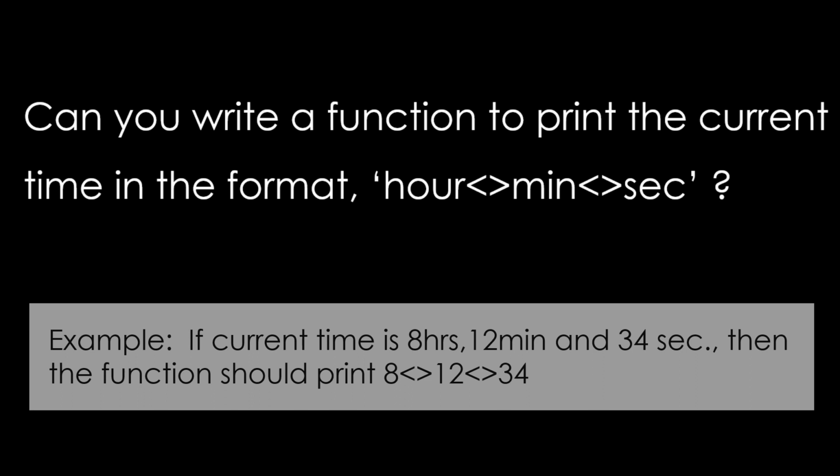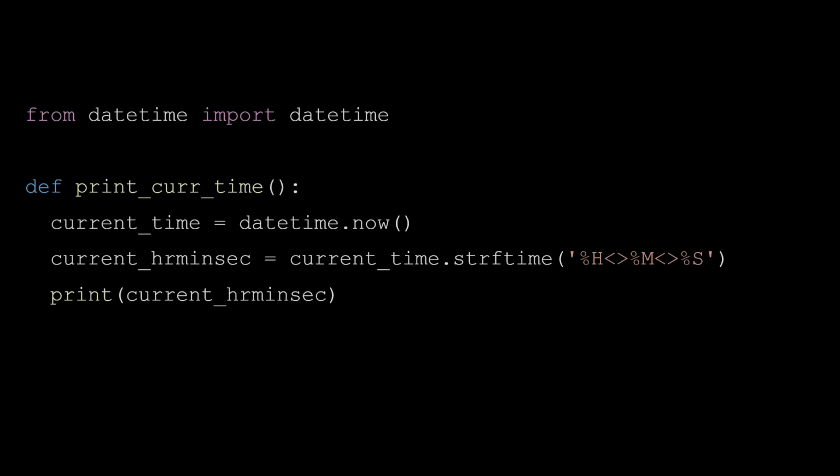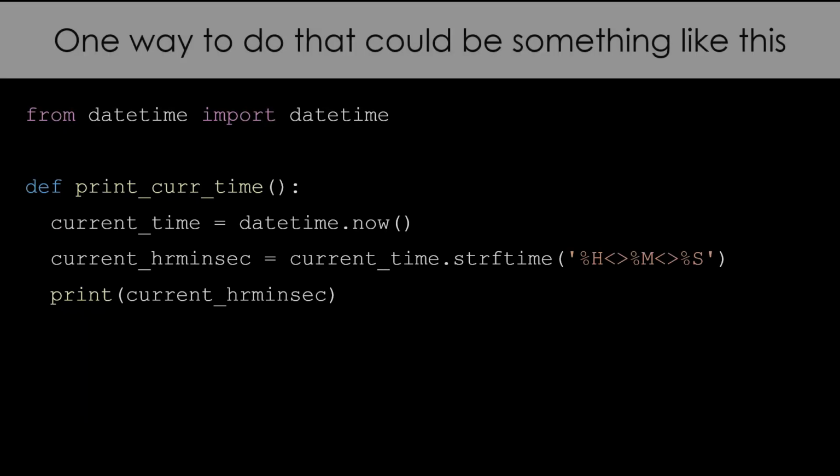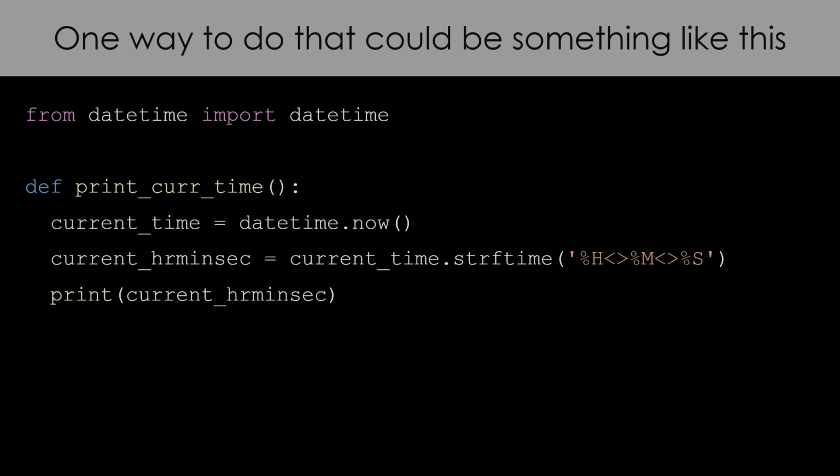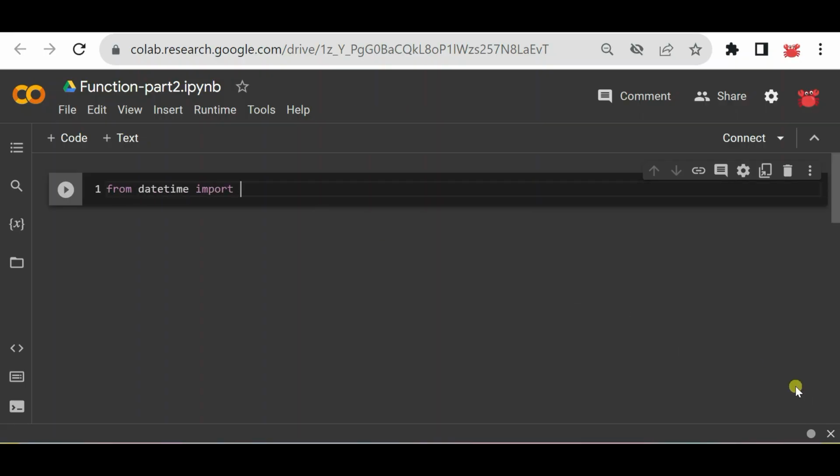Last time we wanted to print the current time in the format hour, minute, second by invoking a function. One way to do that could be something like this. Then we can invoke the function as this. Let's see this in Colab.